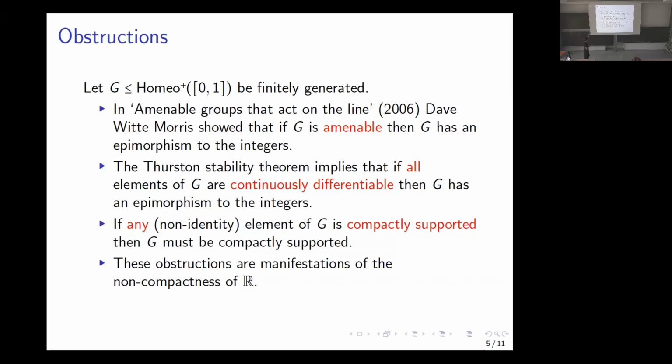Okay, but somehow these things are all really saying that the real line isn't compact. Or the open interval isn't compact. So you can always look at what's happening at the endpoints, and that somehow gives you a homomorphism. And we need that homomorphism to be an isomorphism. So we need some kind of periodicity, or something like periodicity, that means just looking at a neighborhood near the end tells you all the information about a group element.